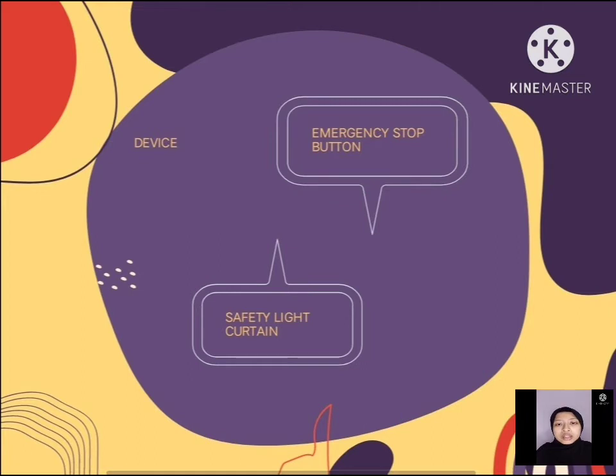Safety light curtain is one of the safety sensors that detect the operator when entering a hazard zone by light beam, and it will stop the machine before it causes harm. This sensor is a combination of hardware and software, and it can also make sure of safe operation.